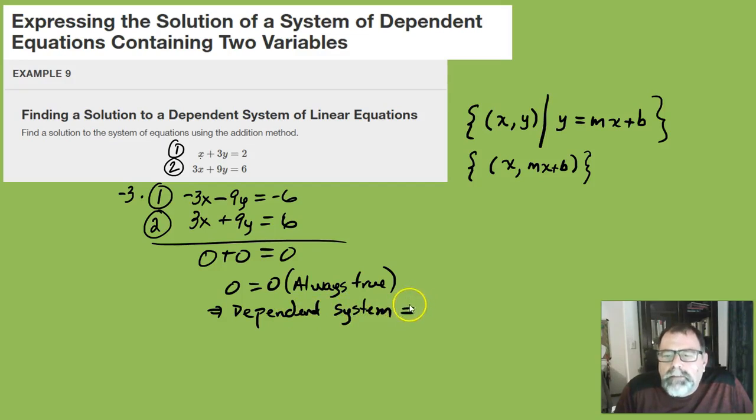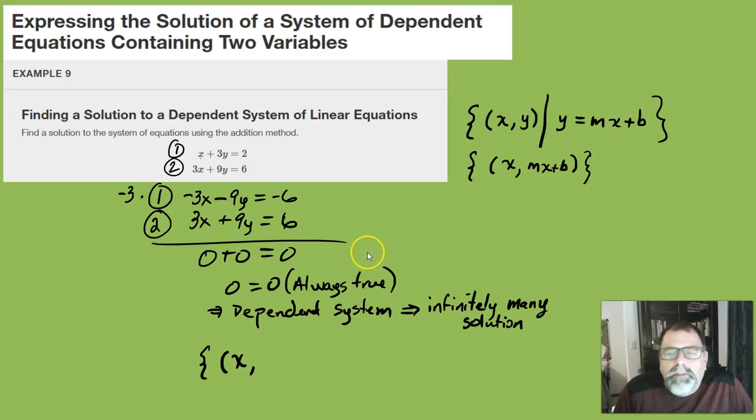So that tells us there's infinitely many solutions. They're all the points on the line. So if we want to write the solution set, we're going to do x, comma, and we're going to write y in terms of x. So you need to take one of the equations, doesn't matter which, since they're the same equation.